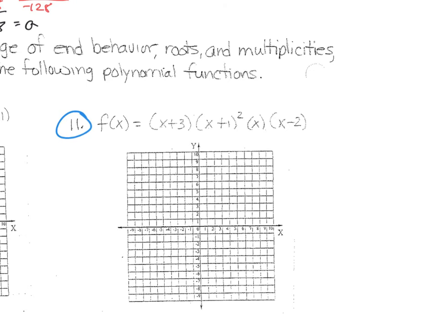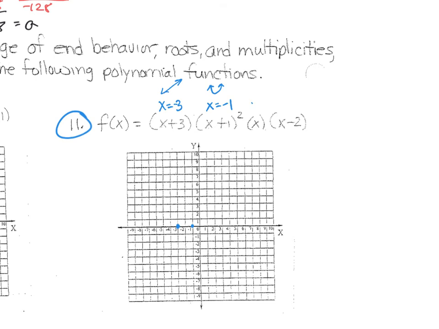So at x plus 3, that's a root at x is equal to negative 3. There's no multiplicity here, which means it's going to go straight through. That's going to be right there on the graph. Our second factor, x plus 1 squared, that's x is equal to negative 1. And that has a multiplicity of 2, so we know that should bounce off at some point. So it's going to be there.